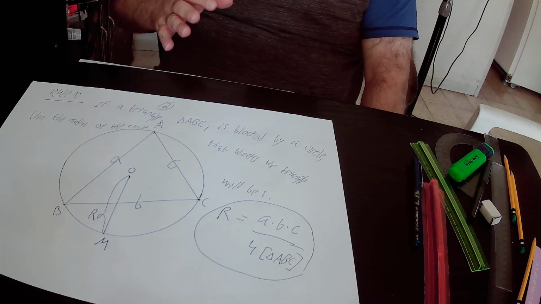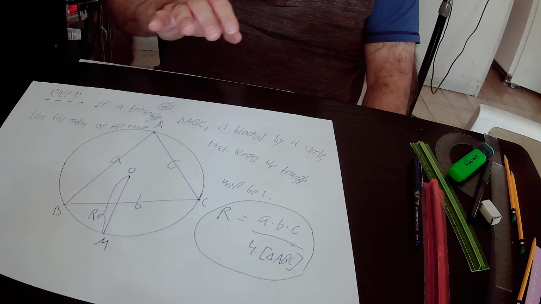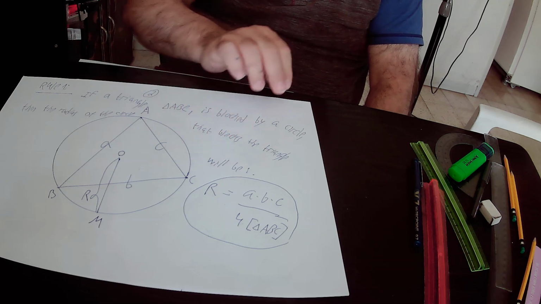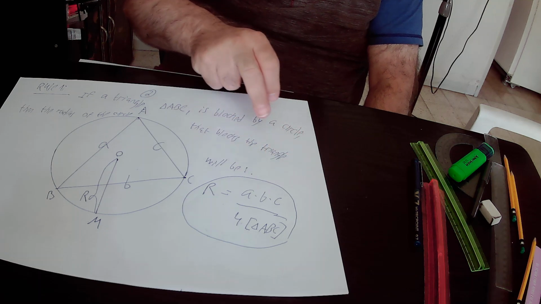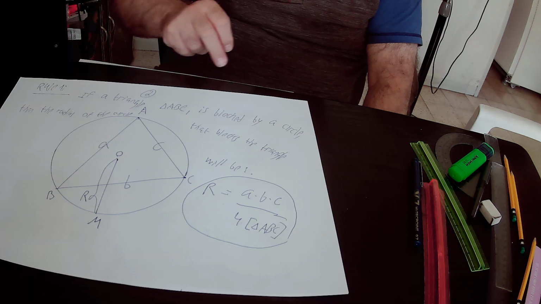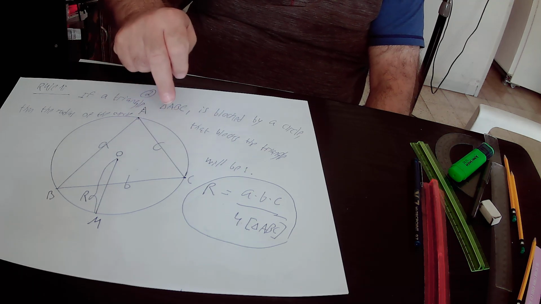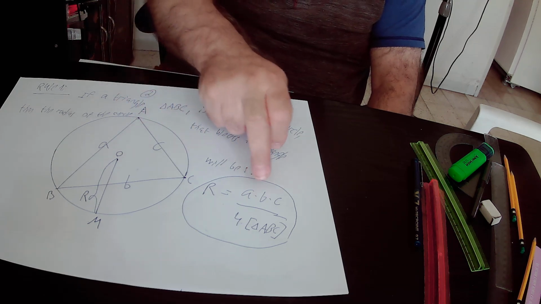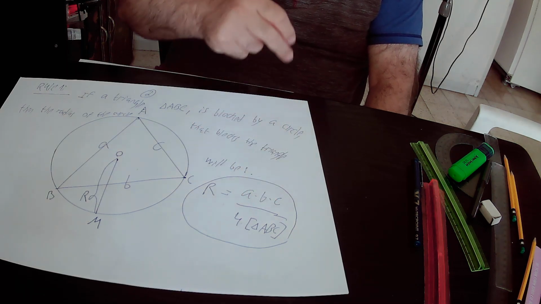So whenever you have a triangle that is blocked by a circle, you can find the radius of this circle. The radius of the circle that blocks a triangle will be equal to the multiplication of the side lengths of the triangle by each other over 4 times the area of the triangle that is blocked by the circle. That is to say, a times b times c, the multiplication of the side lengths of triangle ABC by each other, over 4 times the area of triangle ABC. The square bracket is the sign for the area.